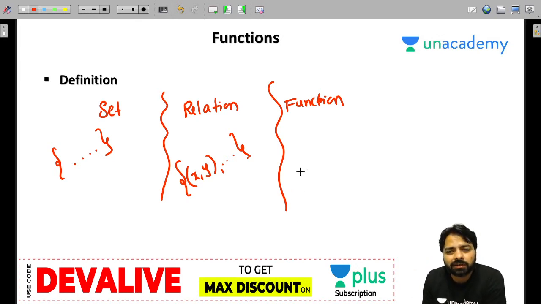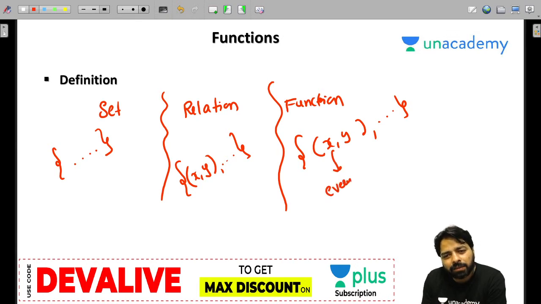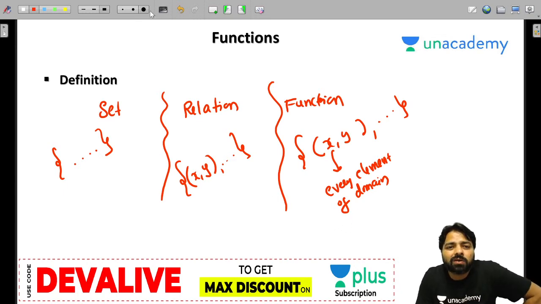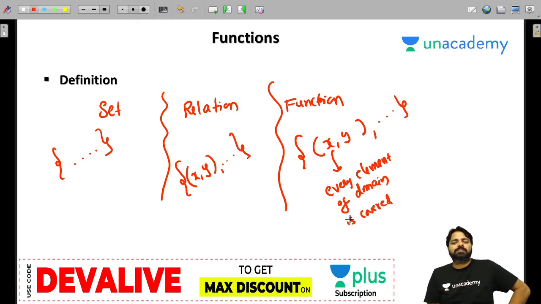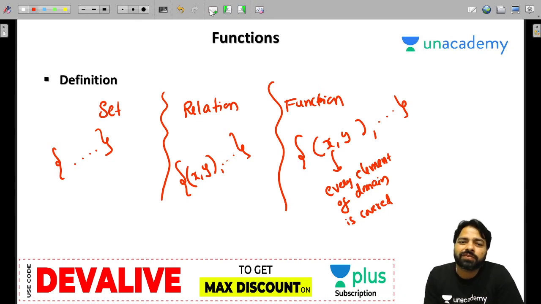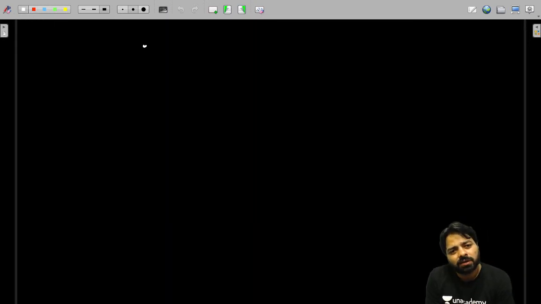And in a function also there is something x comma y only, but here every element of the domain is covered exactly once. This restriction was not there in the relation. In a relation, y can be anybody, that's fine. But here every element of the domain is covered in this pair. So now let's start the definition of a function. What is a function? F is a function, let's say, from A to B.